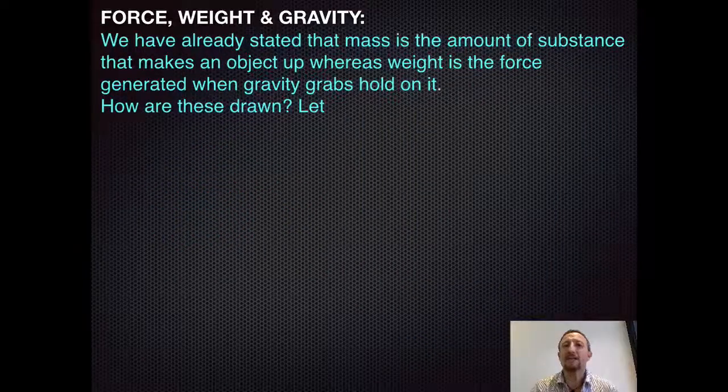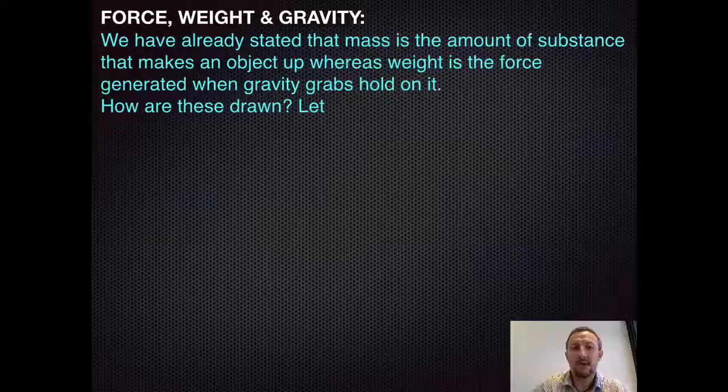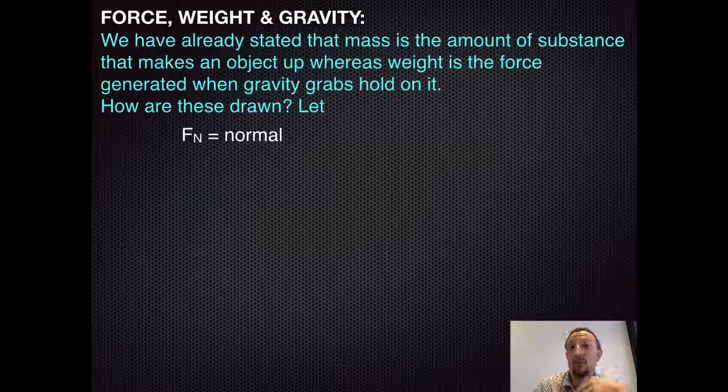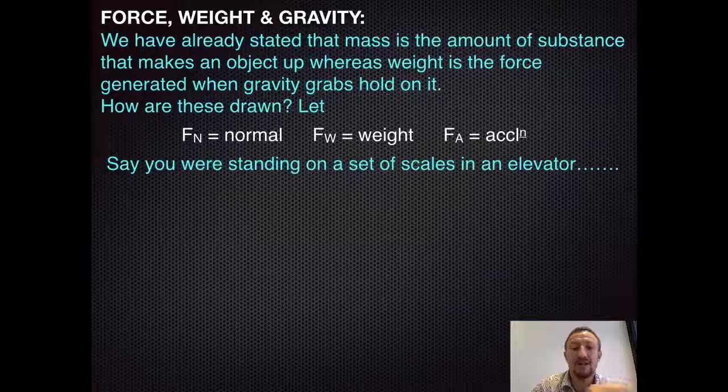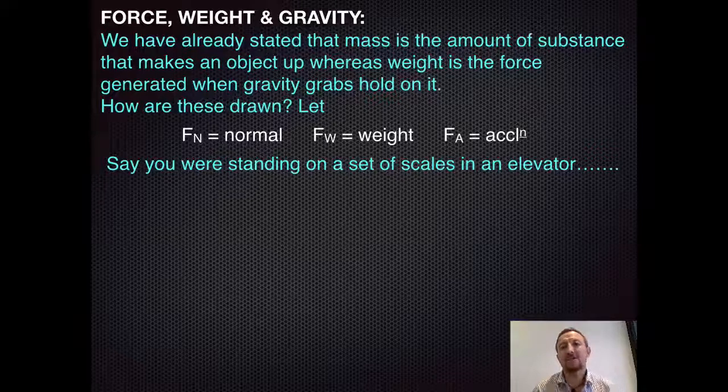So we've already talked about force, weight and gravity. So what we're going to do is to set up a variety of different scenarios and try and see how we can combine different weight forces and gravity and support forces and basically see what happens. So this is how we're going to draw it. We're going to work on the principle that we've got Fn, which is a normal force, or what we would call a support force. We're then going to have Fw, which is a weight force, and we're going to have Fa, which is going to cause our acceleration.